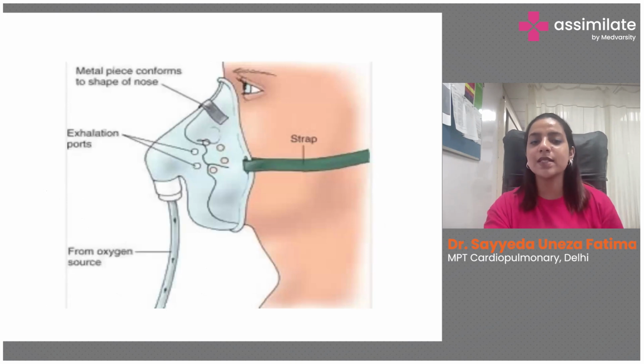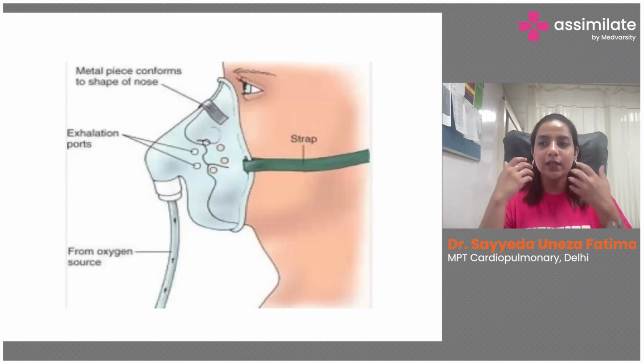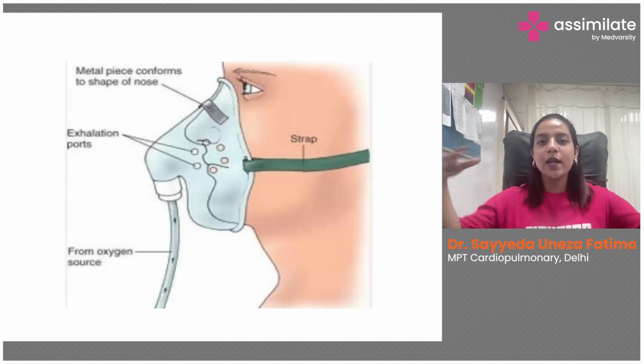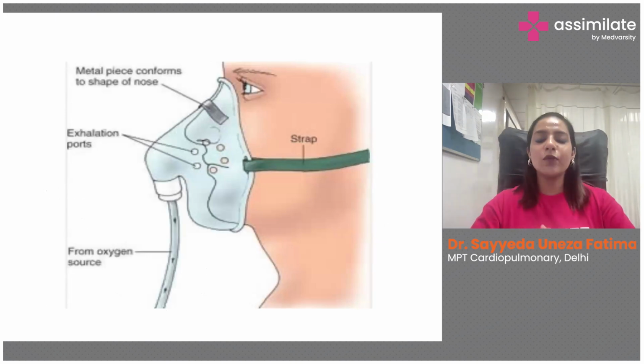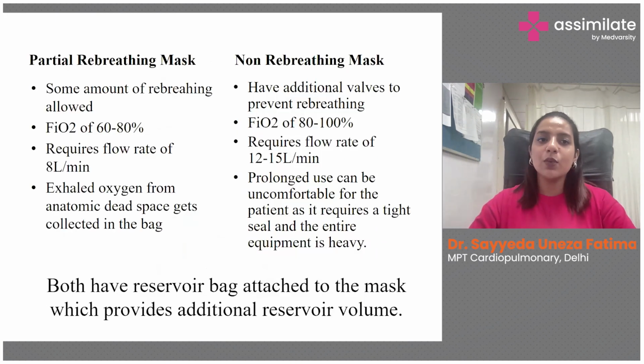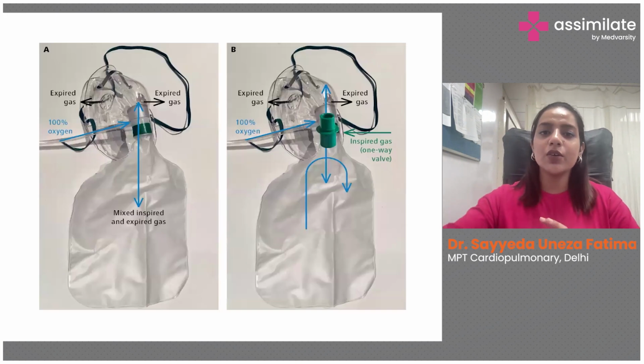So this is how a typical simple face mask looks. There's this strap which maintains the seal, this is the oxygen source, and these are the exhalation ports, so that the exhaled air can move out and fresh oxygen can come in with each breath. Now coming to the next low flow delivery device, which is the partial and the non-rebreathing mask.